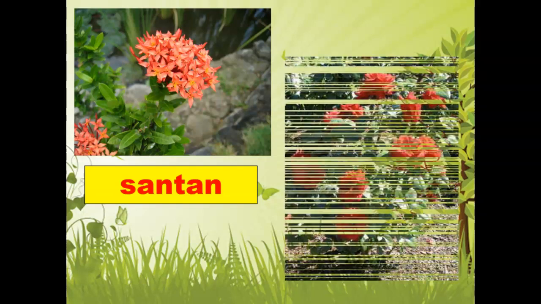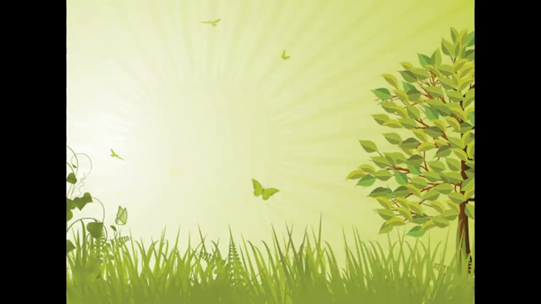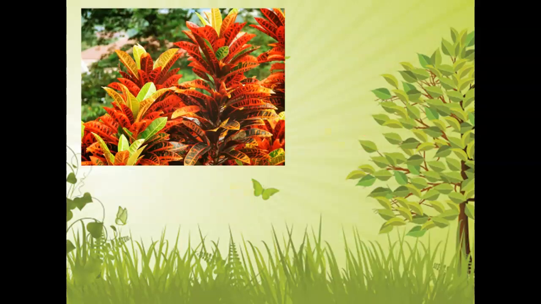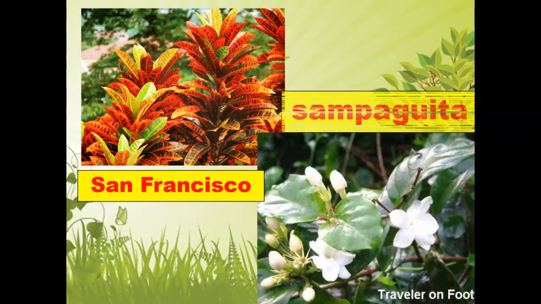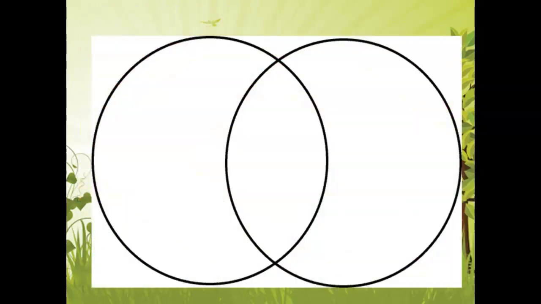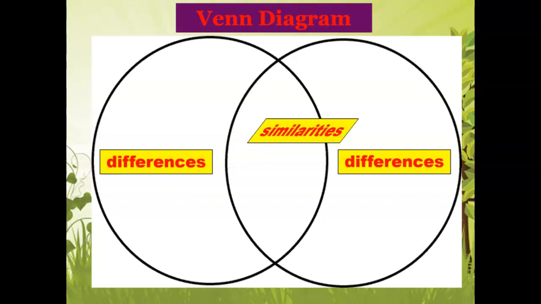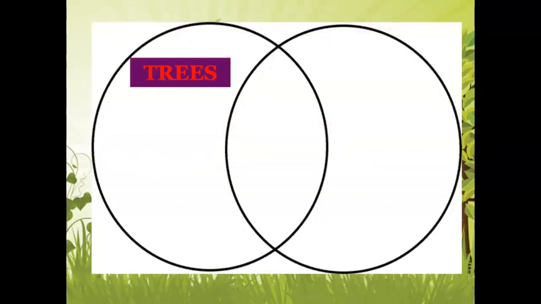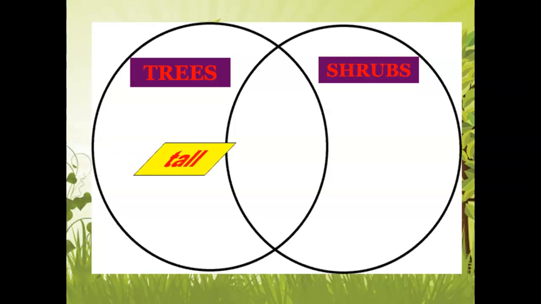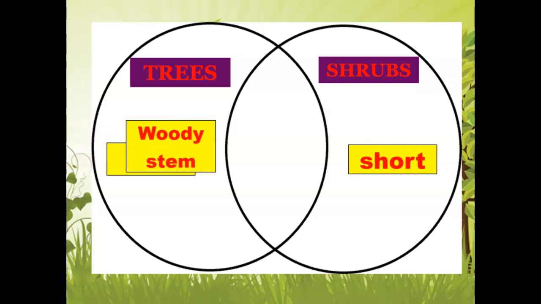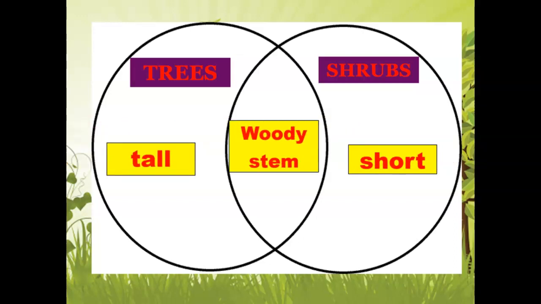Here are some examples of shrubs. We have santan, rose, gumamela, rosal, San Francisco, sampaguita. Okay, now let's use Venn diagram to see the differences and similarities of a tree and a shrub. For the trees, they are tall, while shrubs, they are short plants, but they both have woody stem.